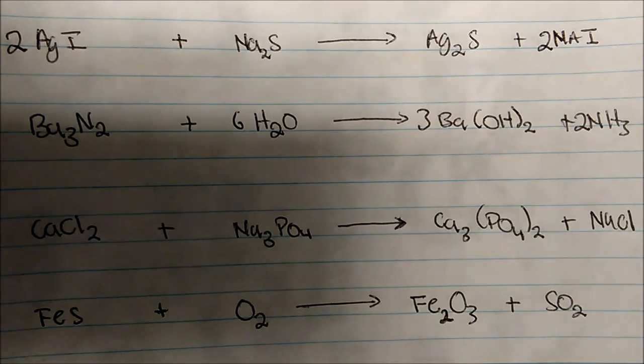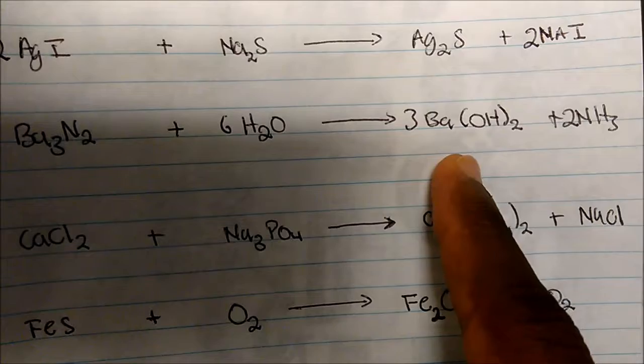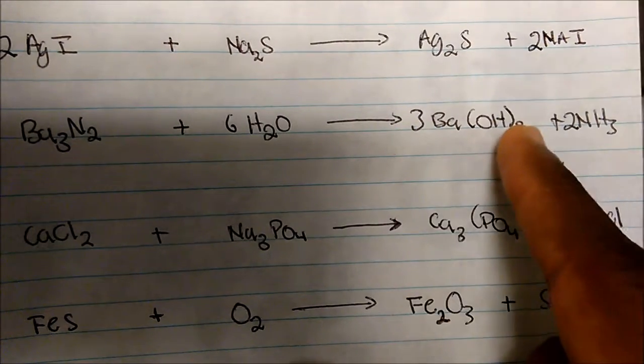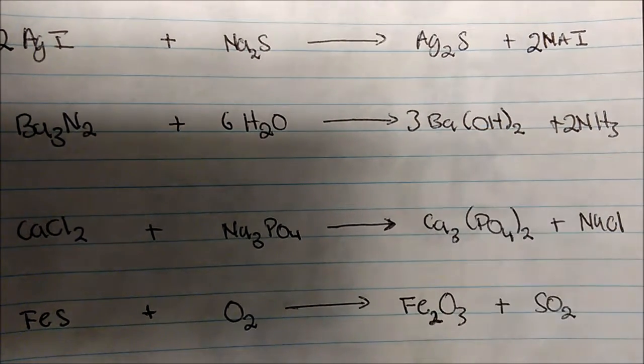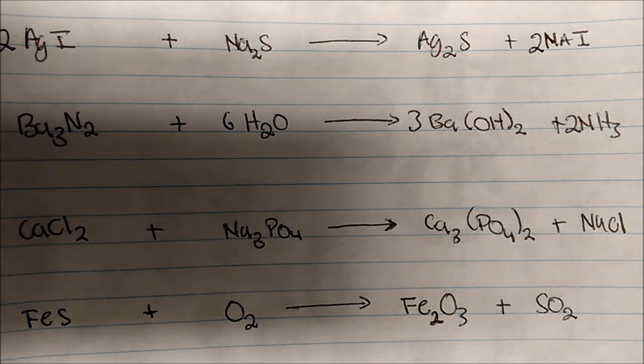Now look at my oxygen. I have 6 oxygens over here, and 3 times 2 happens to be 6, so that will give me 6 oxygens also. So this is a balanced chemical equation, so be careful.